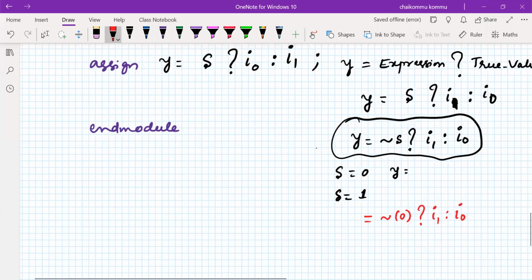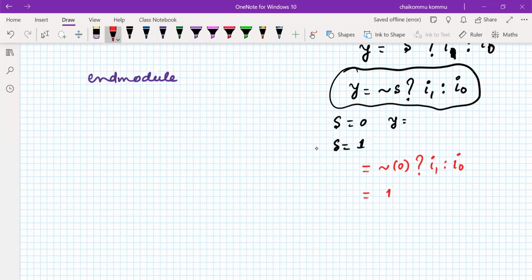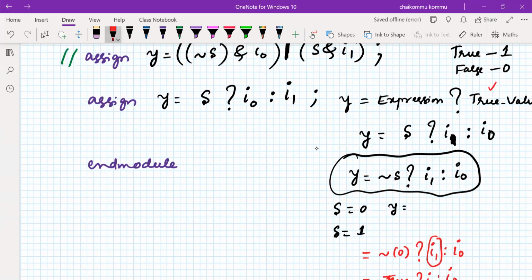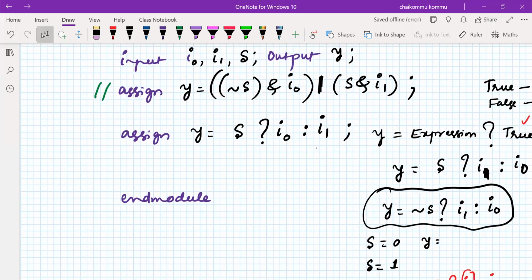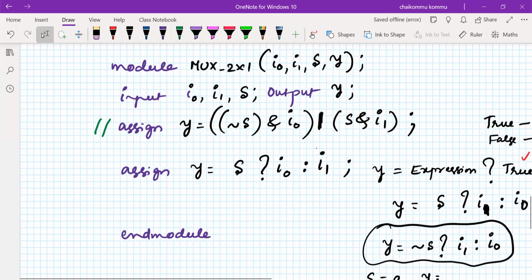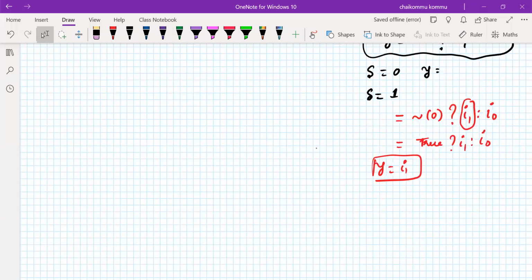So not of 0 means what? One, true only. This is true. If it is true, what is happening here? True means I1 must be selected. Y is assigned by I1. So, as we have mentioned, the first one is always the true value and the second one is always the false value. Accordingly we have to think about it. So which one is the best thing? The ternary operator is the best in this particular case. Okay, fine. Let us now write another example.